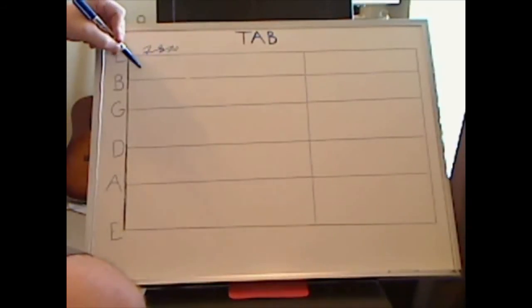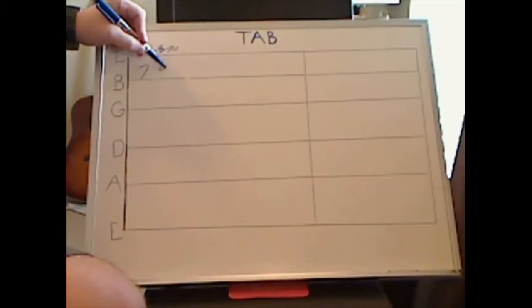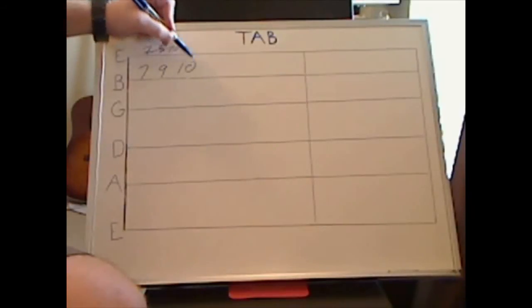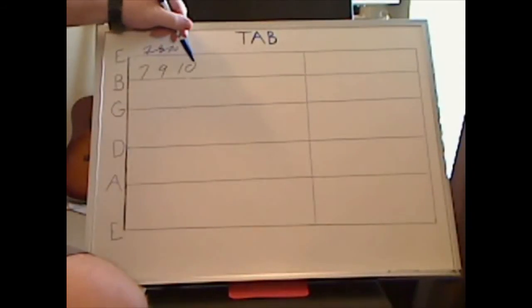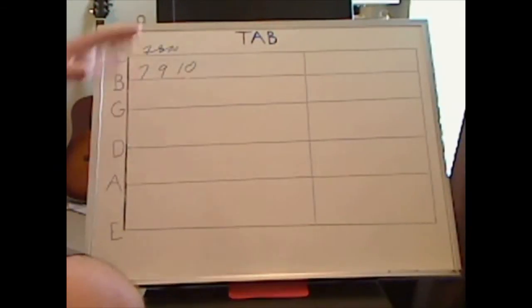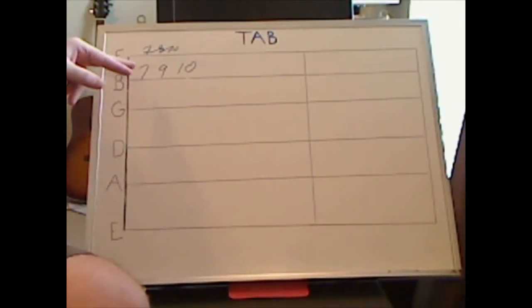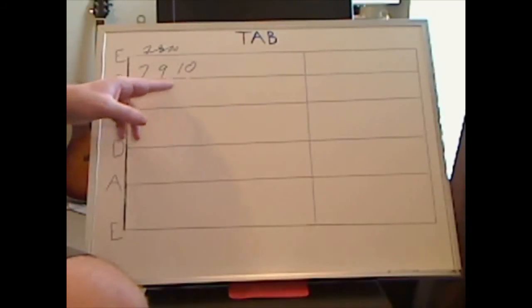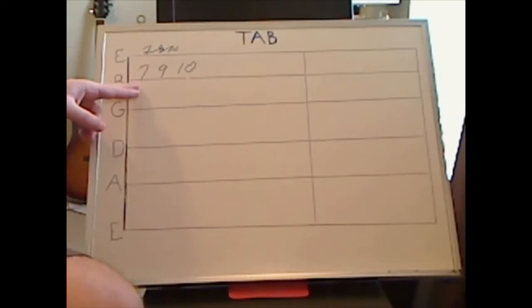I'll do it on this string. 7, 9, and a 10. Okay? Now, what that's telling me has nothing to do with fingers, obviously. We don't have that many fingers. When you see a number written on tablature like that, these stand for frets. So there are 2 things you have to watch here. What frets am I looking at? On this first one, I'm looking at the 7th fret, and now I have to figure out what string I'm supposed to play the 7th fret on.